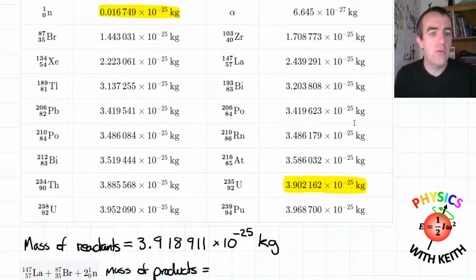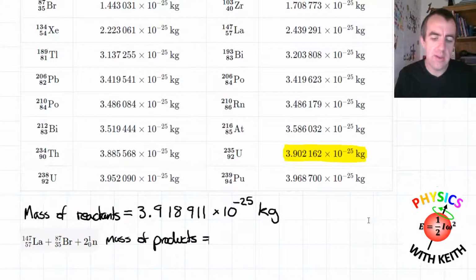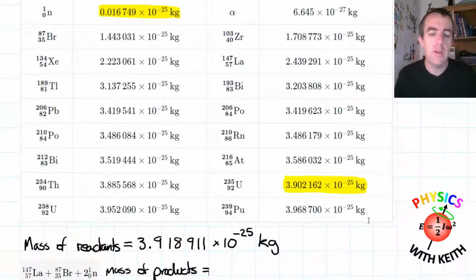And then I've got to add 2 neutron masses, so that's 0.016749 E minus 25, enter 2 times plus. Might have made a mistake somewhere because I have... Oh, unless it was carried down from the stack. No, I think I made a mistake somewhere. Oh, no, that's probably right.